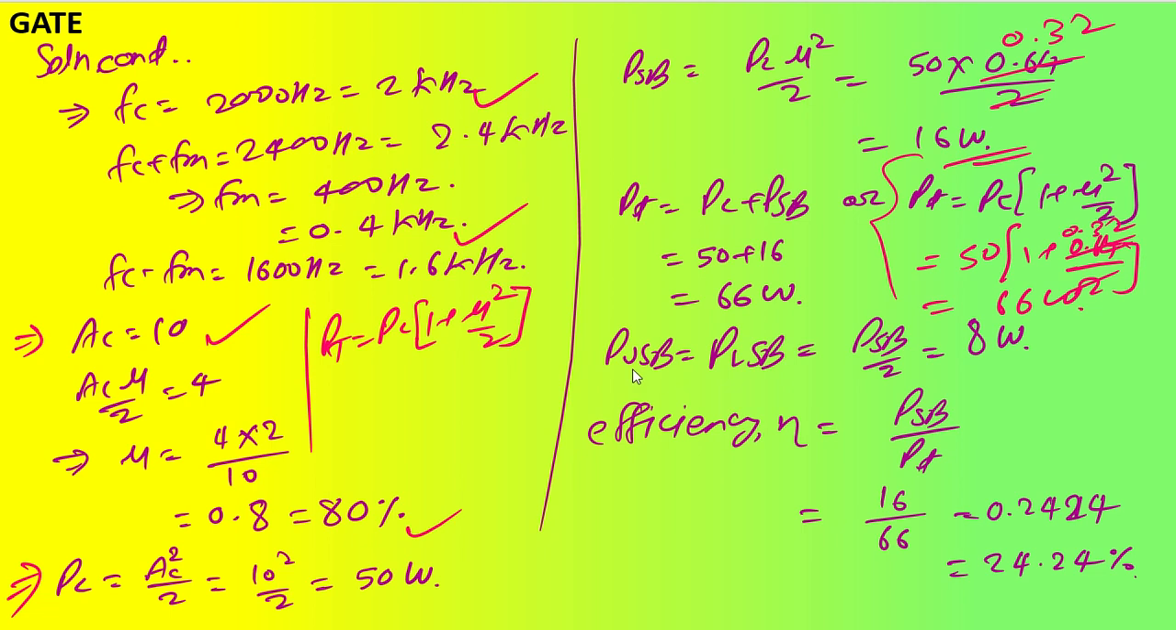Next was, what was the power in upper sideband as well as lower sideband? So for that we have sideband power divided by 2, that will give you 16 by 2, that is 8 watt. This is 16 power. So 16 by 2, that is 8 watt. What is the efficiency of the AM modulation? So efficiency of AM modulation will be sideband power, that is what is the power available in sidebands, divided by total power. So the total power is 66 and sideband power is 16. So that is going to give you 0.24, that is 24.24%.